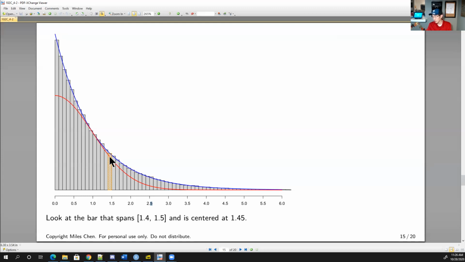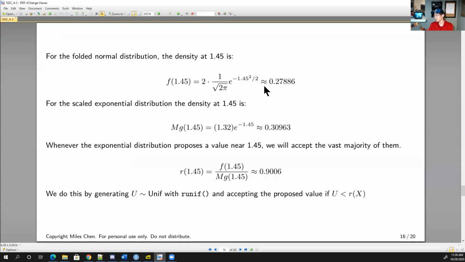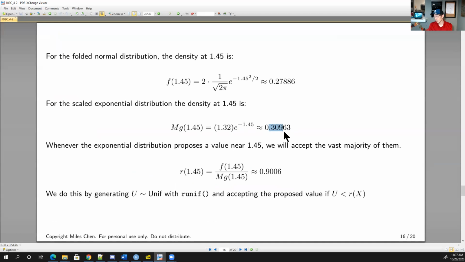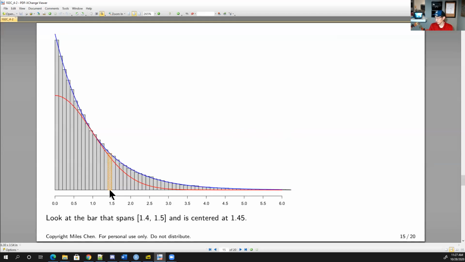Sure, sometimes we'll reject some, but if we look at the values that we want to keep, we want it to fit at this red line versus the blue line. So let's take a look. When we calculate the density, I'm going to just use 1.45, the center of this bar, to estimate my values. The red line is around 0.278, so this red line has a height of around 0.278, and the blue line has a height of around 0.309, 0.31. If you take the ratio between these two, it says you should keep around 90% of the values. So if a value between 1.4 and 1.5 gets proposed, we're going to keep around 90% of those values.